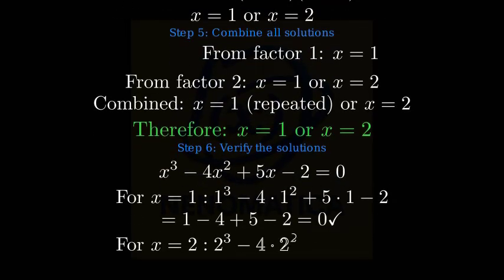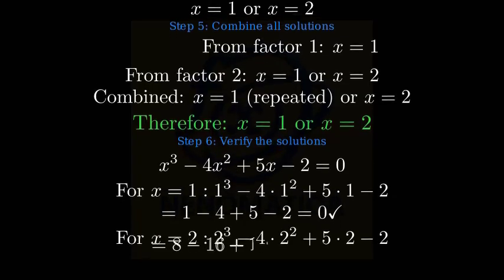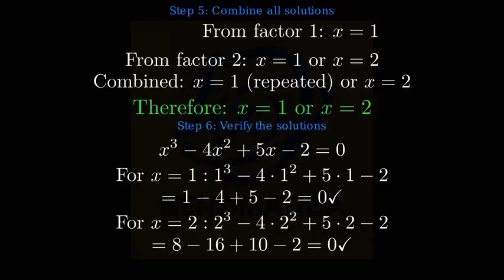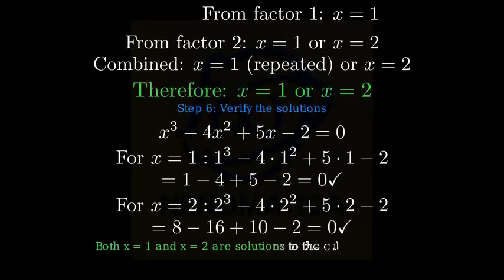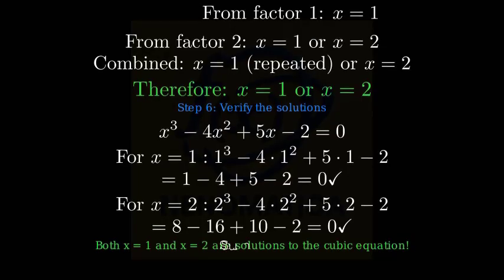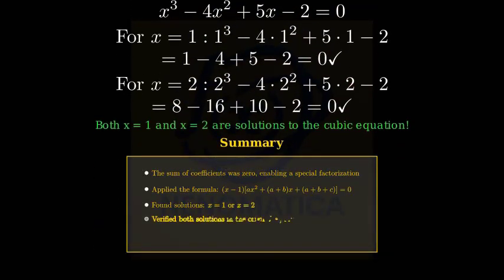Now let's substitute x equals 2. 2 cubed minus 4 times 2 squared plus 5 times 2 minus 2. That's 8 minus 16 plus 10 minus 2, which equals 0. So x equals 2 is also a solution. Both solutions check out, so the complete solution set for this cubic equation is x equals 1 or x equals 2. Let's summarize what we've learned in this video.